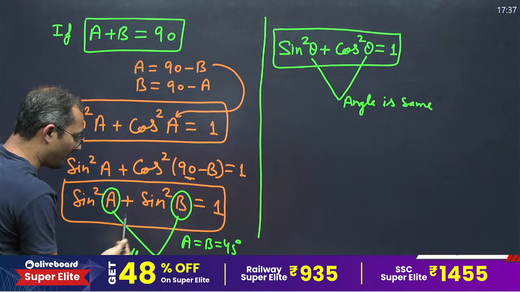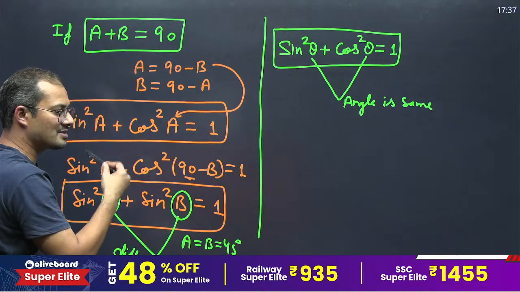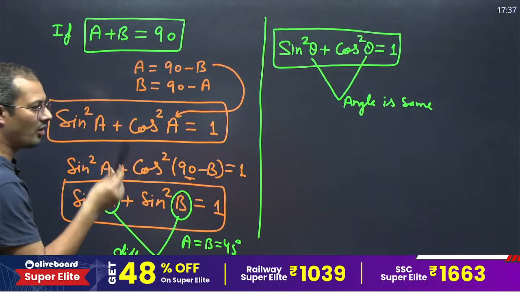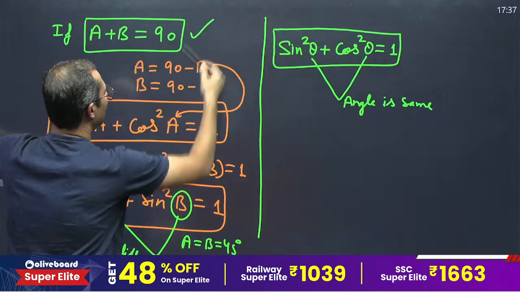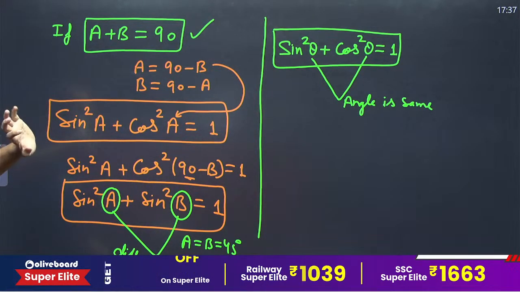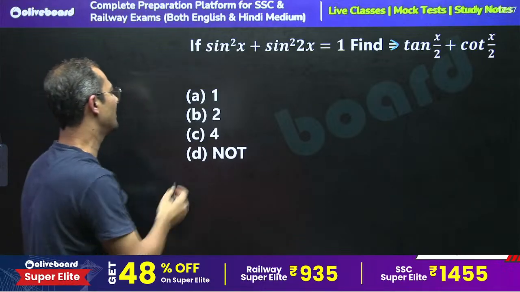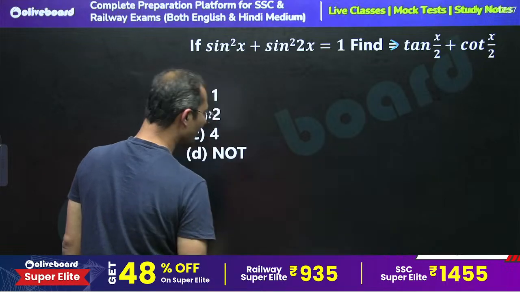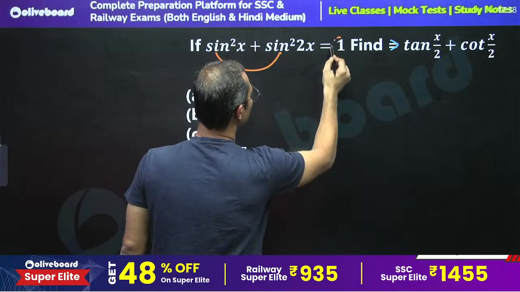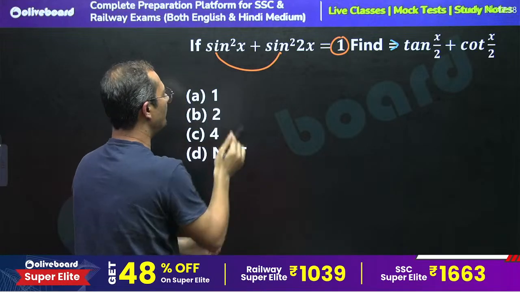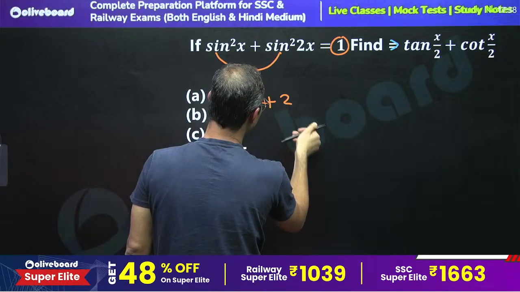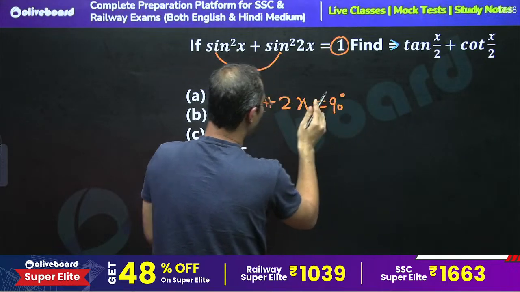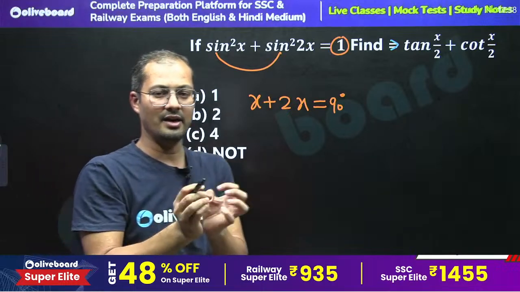So we can say that we have different angles and we have sin only, or we have cos only, right? So that is equal to 1 only and only in one case, when the sum of the angles is 90 degrees. Is this clear? So we can say that sin square x, sin square 2x, the angles are different, right? But we have the sum equal to 1. This is possible only and only when the sum of the angles is equal to 90 degrees. So x plus 2x must be equal to 90.